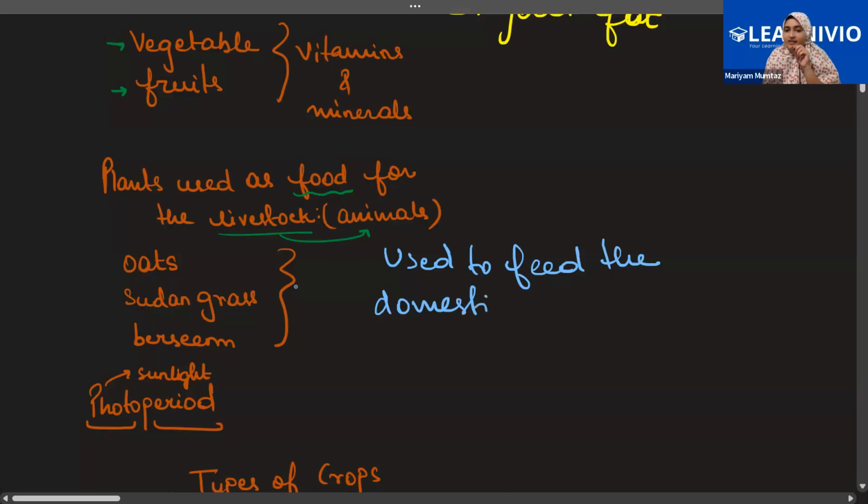Give me one example of a domesticated animal. Cat. Yeah, that's true. Cat is there.